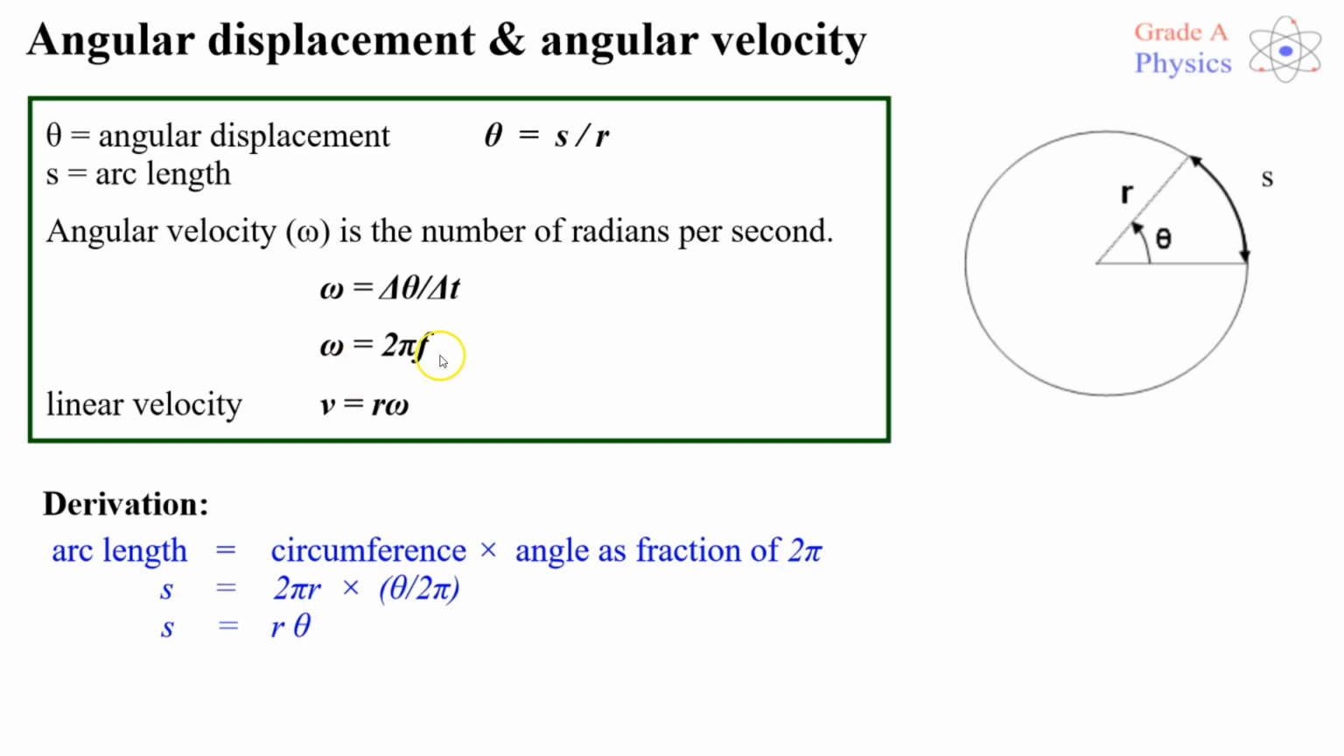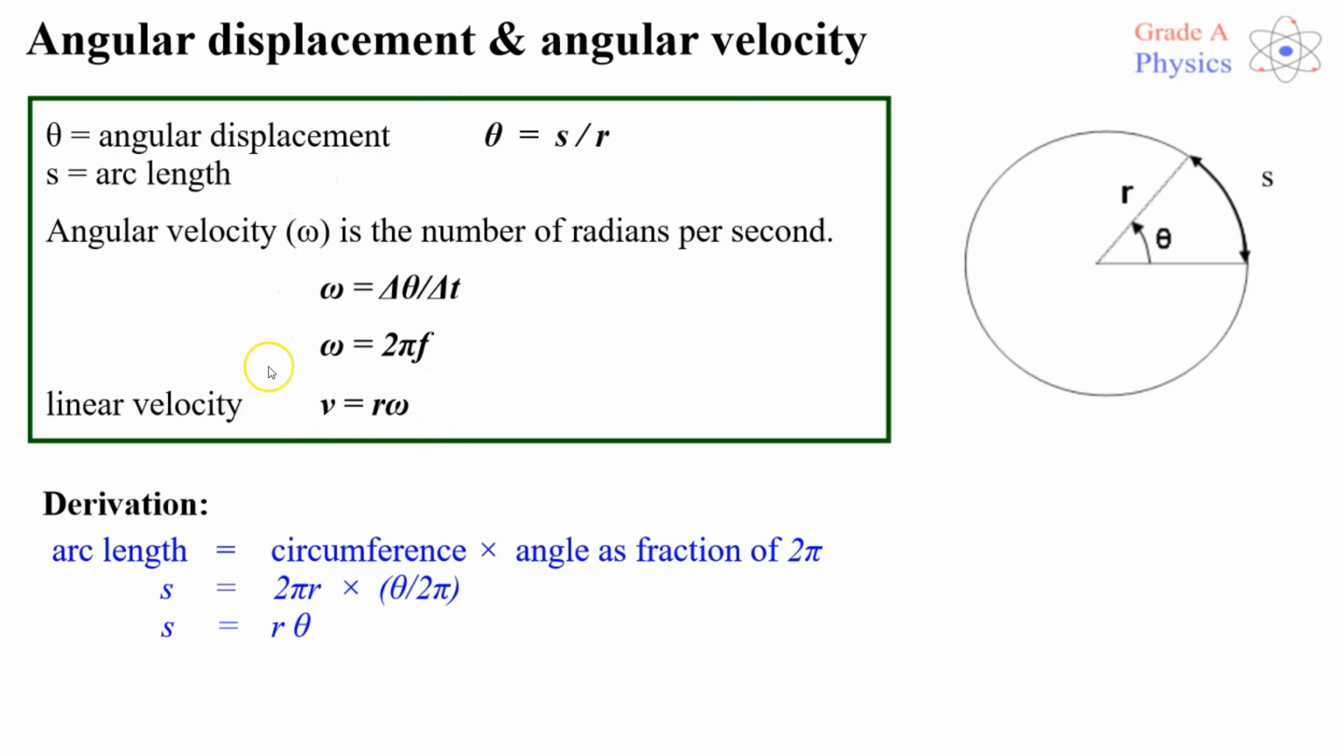So again, we can define this one, omega is equal to 2 pi f, based on the definition. The final formula we have here is v is equal to r times omega. So that's the linear velocity. The velocity at a particular point, the velocity tangential to the circular motion, will be equal to r times omega. Again, nice simple formula.